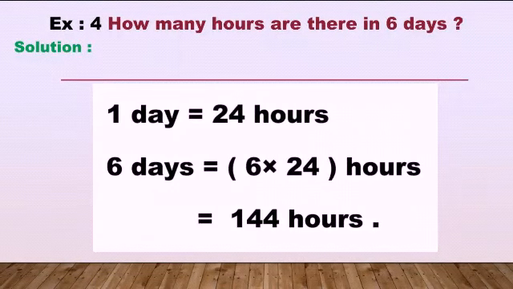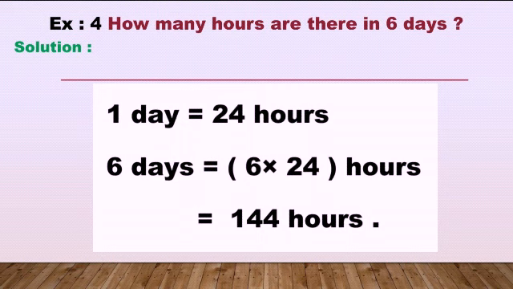Let us take our fourth example, that is, how many hours are there in 6 days. See, 1 day equals 24 hours. Here we are converting days to hours. Days means the bigger one, hours means the smaller one. So we have to multiply. So 1 day equals 24 hours, 6 days equals 6 into 24, that means 144 hours. So here we have to multiply.